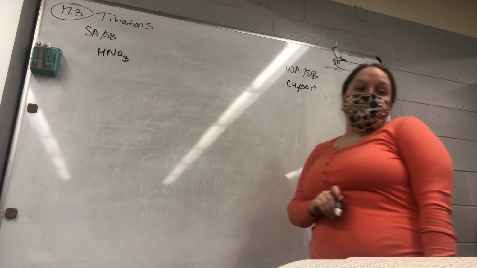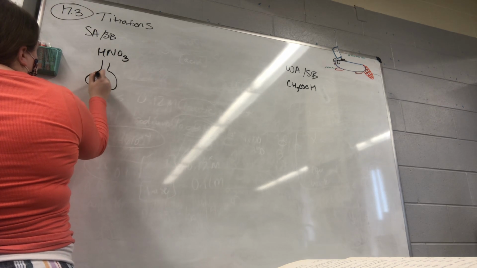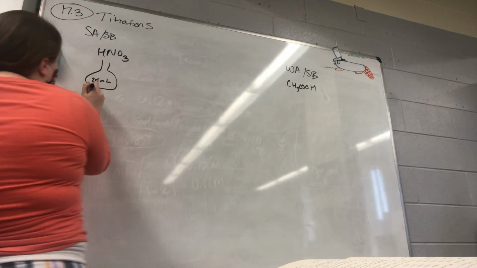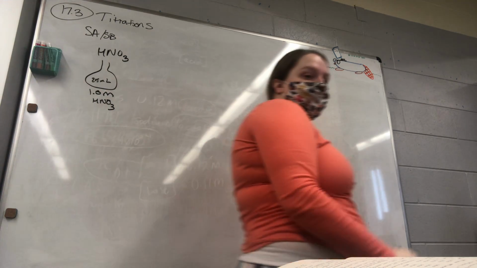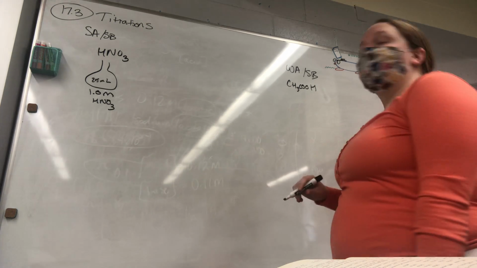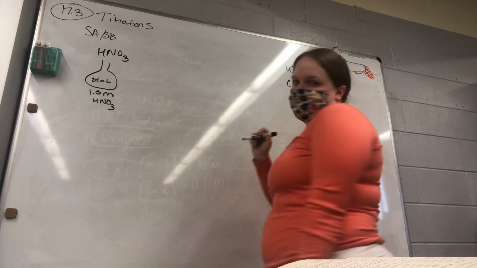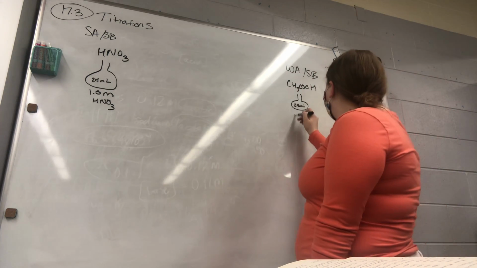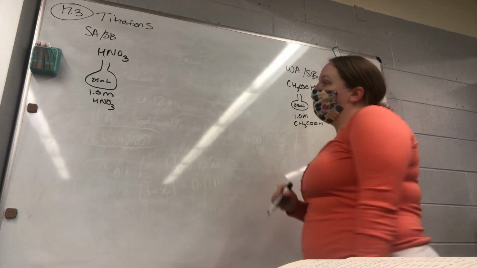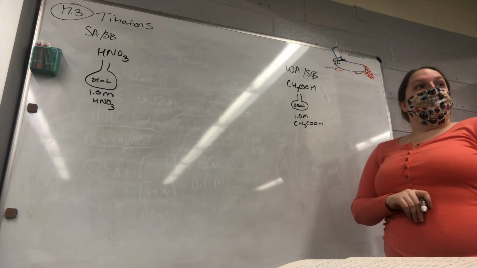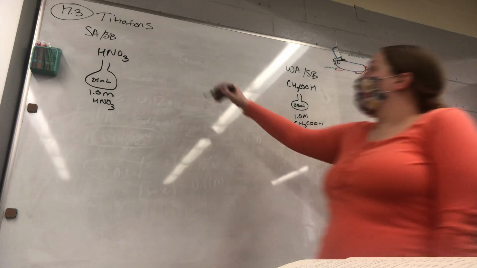In the first beaker, we have 25 milliliters of 1 molar HNO3. In the second beaker, we have 25 milliliters of 1 molar acetic acid. First question I'd like to ask you, what is the pH at equivalence for each?